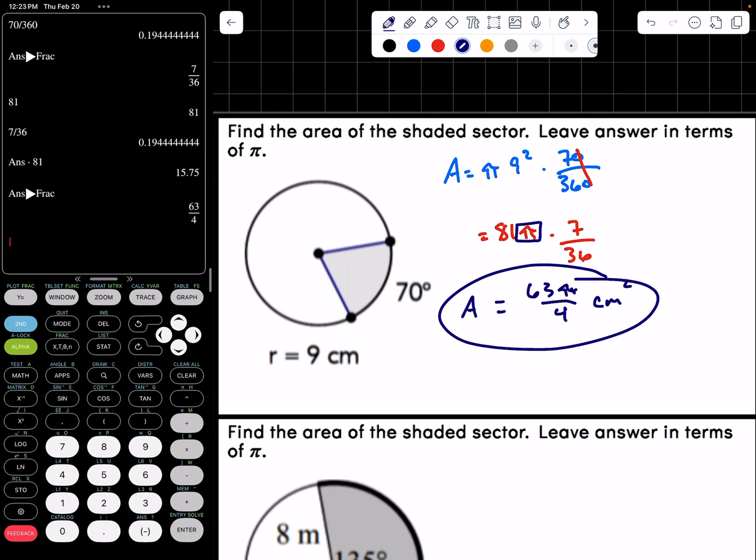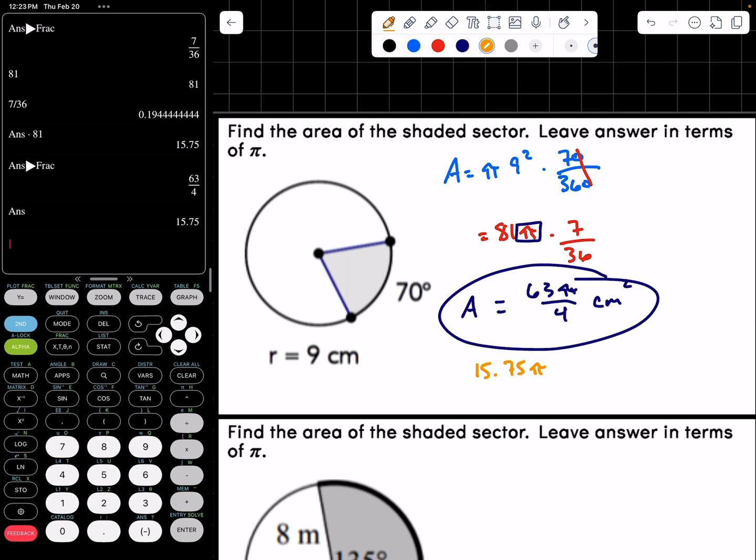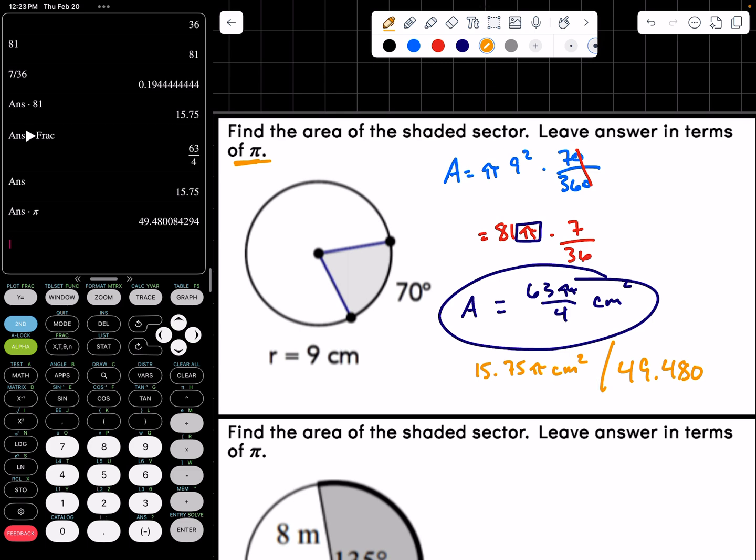Okay. Now, if I wanted to show this as a decimal, I could. That would be 15.75 pi cm squared, or I could multiply that by pi if I was not leaving my answer in terms of pi. And I would do that by multiplying by that pi button, which would give me 49.480 cm squared. So it can be helpful to see it all those different ways.